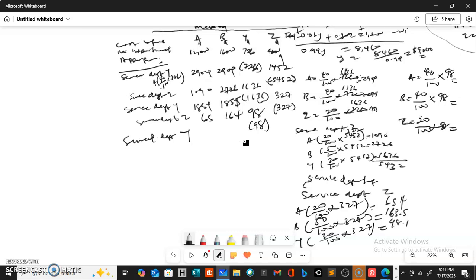0.40 multiplied by 98 is 39.2. The same figure for the other one, 39.2. The 0.20 multiplied by 98 should give us 19.6, which we approximate to 20.